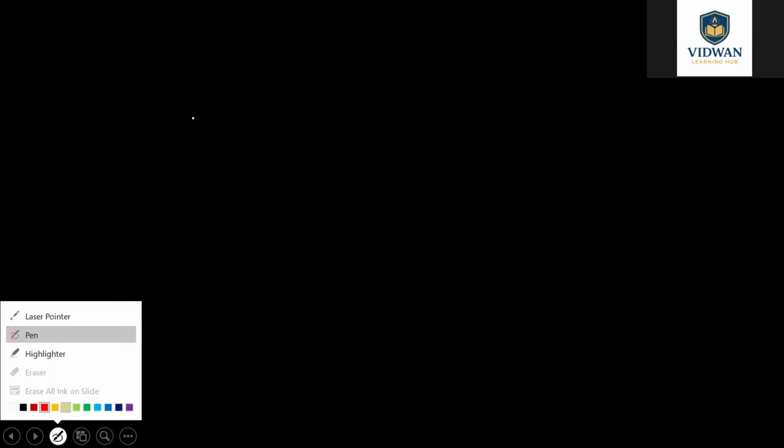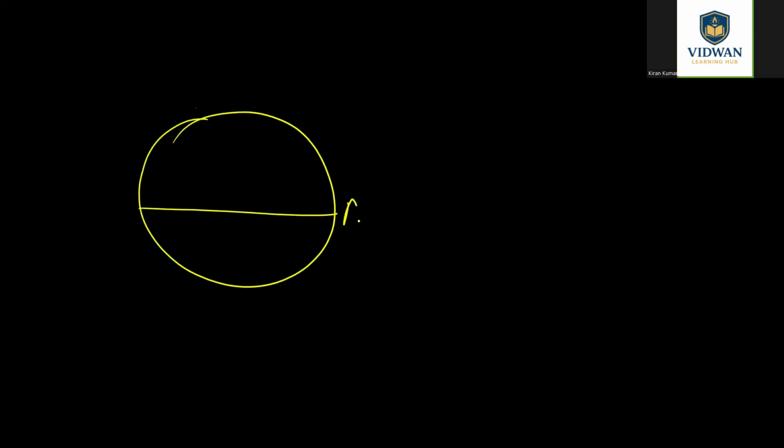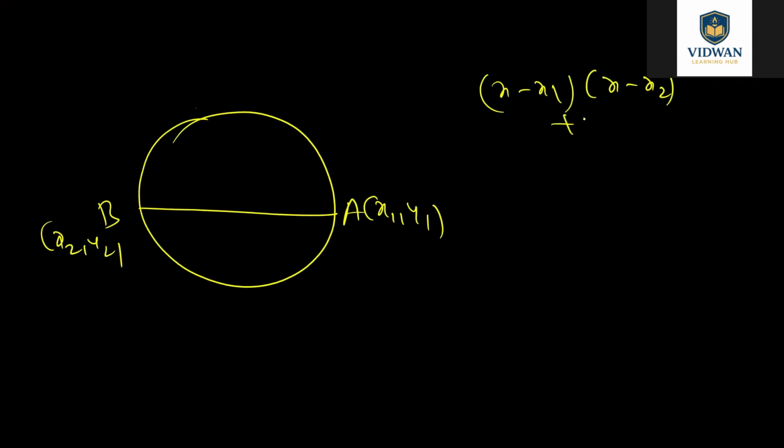Now if I want to find the circle through ABC, what will I do? First, consider a circle having any two of the points as the diameter. Out of the 3 points, take any 2 points as the diameter of a circle and find the circle. If a circle has the ends of its diameter at x1, y1 and x2, y2, how do you write this circle? x minus x1 into x minus x2 plus y minus y1 into y minus y2 equals 0. So this is a circle with AB as diameter. First write this circle, and this is our S equal to 0.